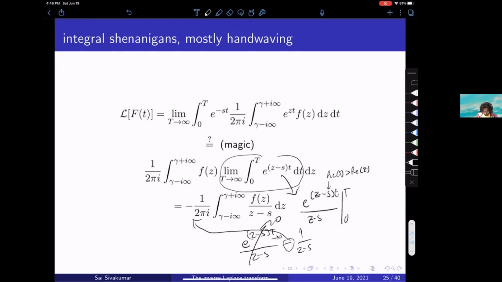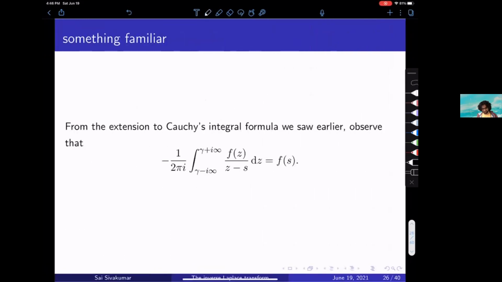So then we have one more integral to take, but it's this messy integral over here. I should probably not crowd up the screen. But this last integral is the last thing we need to do. If you remember, we already proved this. We did the Cauchy's integral formula extension.